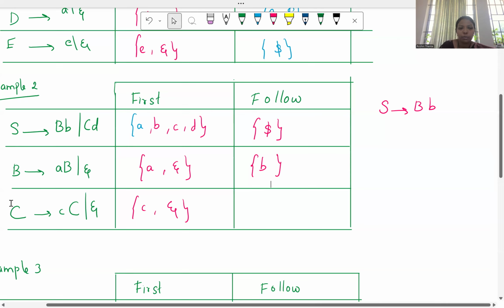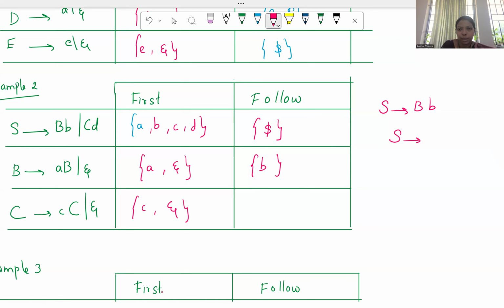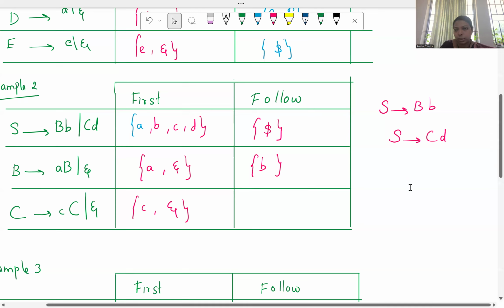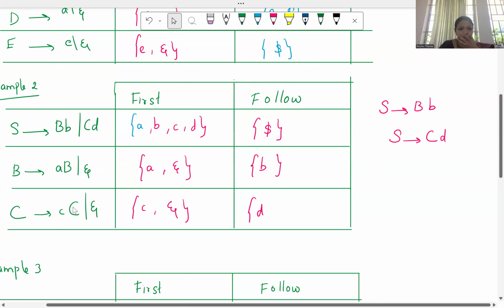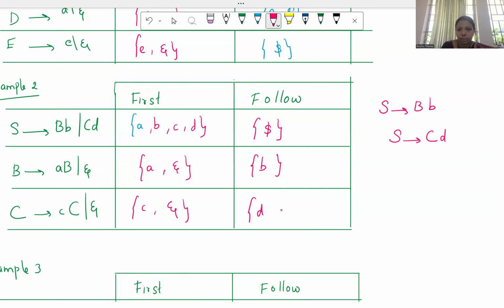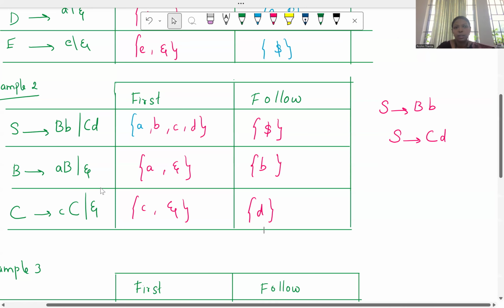Now we have to find the follow of capital C. Look at wherever capital C is coming. So here in this production, S derives capital C, D. So here C is coming. Who is following the C? D, it's a terminal. So directly I can write it. If it is a terminal, no issues, directly write it. And anywhere else C is coming, here C is coming, C is followed by nothing. If nothing is following, we have to find the follow of the left hand side. Follow of the left hand side is C. Follow of C only we are finding. So that's it.